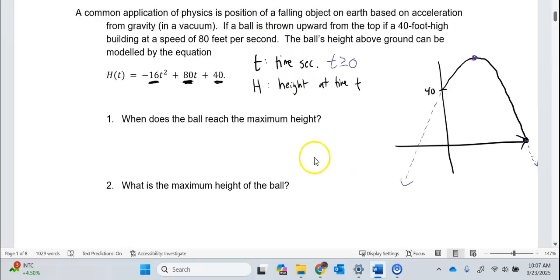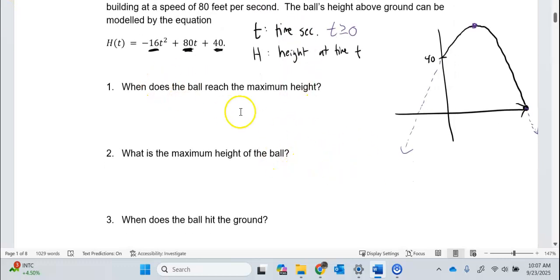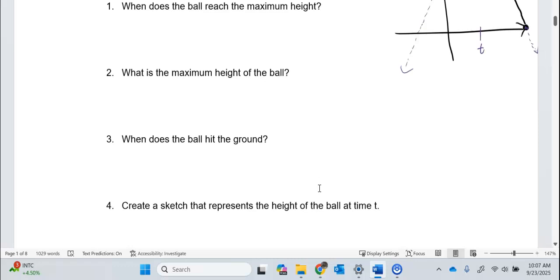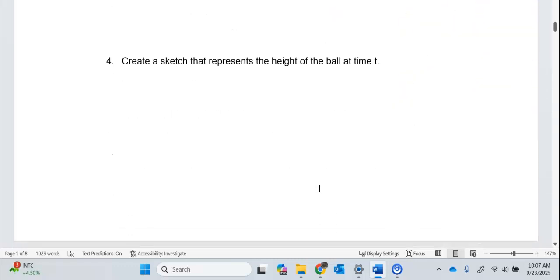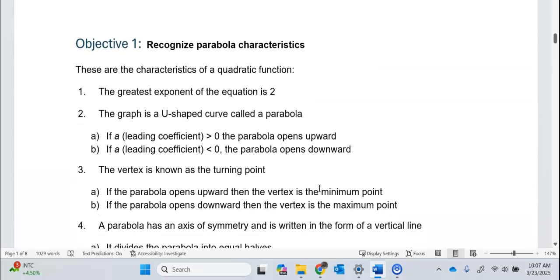So in this lesson, we're going to figure out how to do this stuff algebraically. When does it reach a max height? That's the input. What is the max height? That's the output here. And when does the ball hit the ground? Okay, so we'll come back to this problem. Here's my sketch so far, but we're going to learn how to do all this as we go through. So we'll come back to the application.